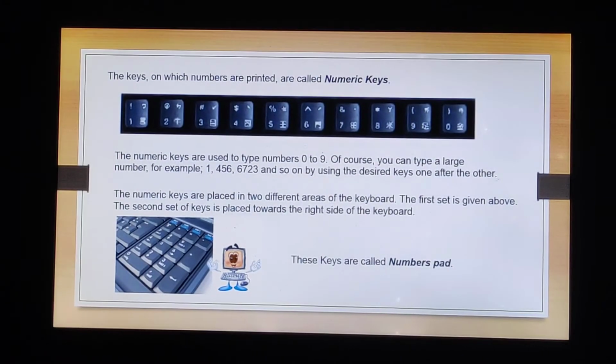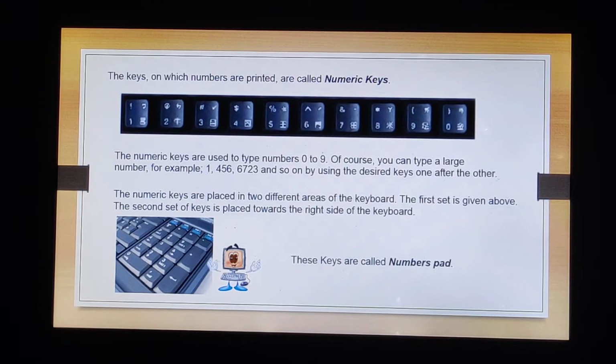Let us move ahead. The keys on which numbers are printed are called numeric keys, right? Numbers, you can see 1, 2, 3, 4, 5, 6, 7, 8, 9 and lastly 0. The numeric keys are used to type numbers 0 to 9. Of course, you can type a large number, for example, 1456, 6723 and so on by using the desired keys one after the other. Alright, so we have these basic keys. Apart from them, if you want to type bigger numbers, you of course can use them with a combination.